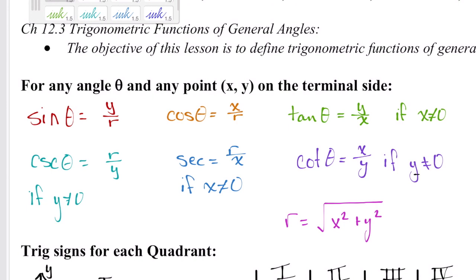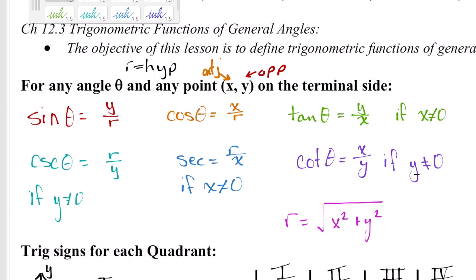Because in my last video, we talked about SOHCAHTOA and the opposite over hypotenuse, and how when we are in the coordinate plane, our opposite is always going to be that y value, and our adjacent is always going to be the x value, which means that our hypotenuse is going to be our r. So all of these we're changing. Instead of adjacent, hypotenuse, and opposite, we're using x, r, and y in this case.